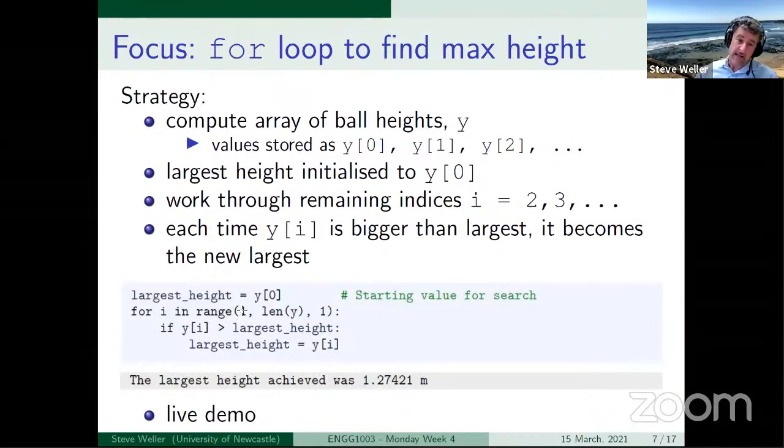So we started with 1, next index will be 2 because we increment by this third parameter in the call to the range function. So we start at index 1, we go to index element 2. If Y2 is larger than the largest height, then the largest height becomes the height at Y2. Increment again, if Y3 is larger than the largest height, and so on, and on we go. And so that's how the program works.